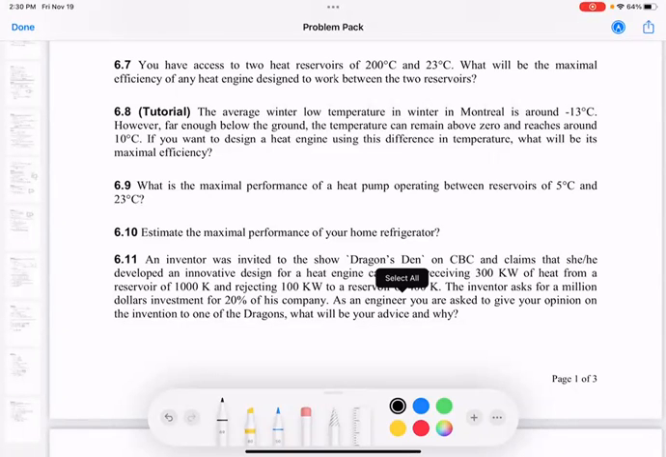So next we're going to do 6.8. The average winter low temperature in Montreal is around minus 13 degrees Celsius. However, far enough below the ground, the temperature can remain above zero and reaches around 10 degrees Celsius. If you want to design a heat engine using this difference in temperature, what will be its maximal efficiency?